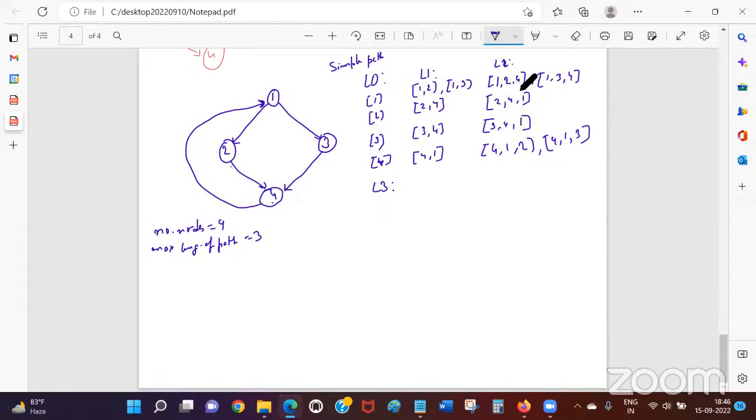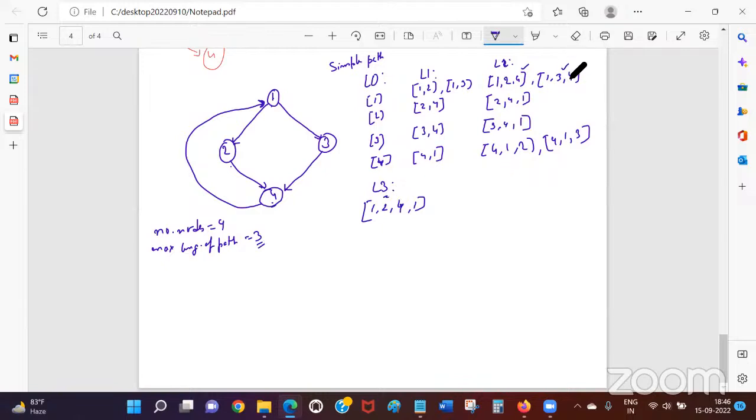So with 1, 2, 4, what can I have with length 3? With 1, 2, 4, I can have 1. My first node could be repeated, so it's valid. From this one, I can have 1, 2, 4, then 1. It is still a simple path, but if I extend it further, it won't be a simple path. Anyhow, I have reached the maximum because this is for length 3.